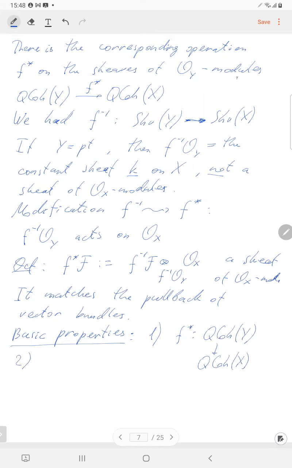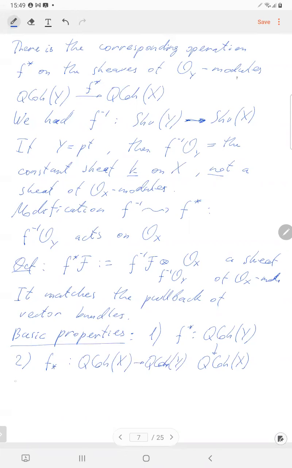And in fact, the second observation is that the push forward already has this property. You don't need to do anything. The abstract push forward for OX modules automatically lands in the category of OY modules.